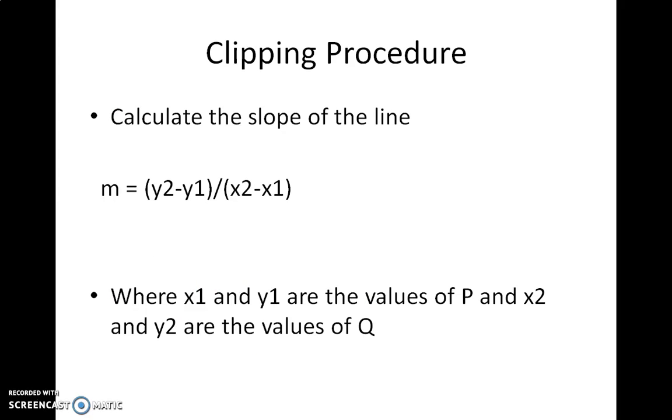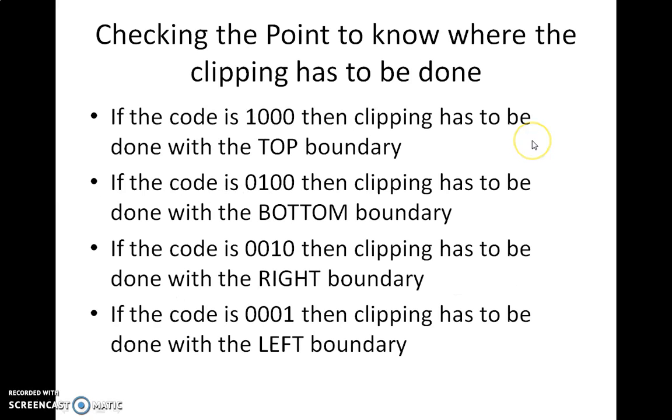So next, what should be done? What is the procedure for clipping? If the line is completely visible, okay, fine. If the line is completely invisible, then also fine. Now we have to see how we should do the clipping part of it. Before going to clipping, we have to find out the slope of the line, which has the given formula y2 minus y1 by x2 minus x1, where x1 and y1 are the coordinate values of P, and x2, y2 are the coordinates of Q. P and Q are nothing but the given line segment.